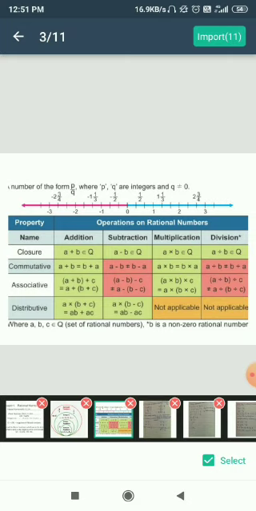Now you know that a plus b is equal to b plus a, that is the commutative property of addition. So this commutative property is applicable in addition and multiplication, but it is not applicable in subtraction and division, as a minus b is not equal to b minus a. Similarly, the associative property is applicable in addition and multiplication, that is (a plus b) plus c is equal to a plus (b plus c). Similarly, the distributive property: a into (b plus c) is equal to a into b plus a into c.